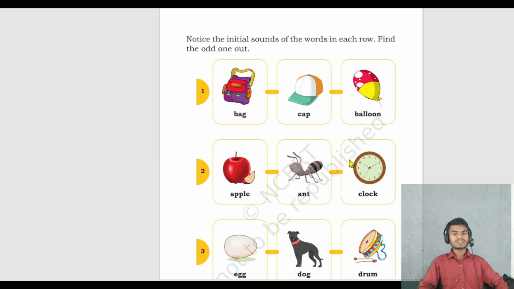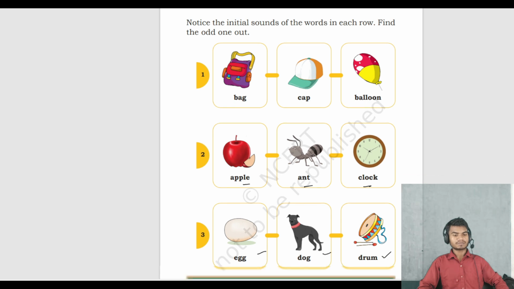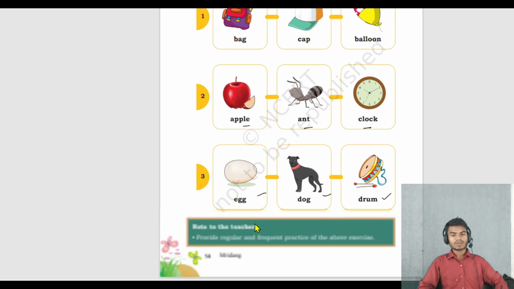Notice the initial sound of the words in each row. Find the odd one out. Bag, cap, balloon. Apple, ant, clock. Egg, dog, drum. Note to the teacher. Provide regular and frequent practice of the above exercise.